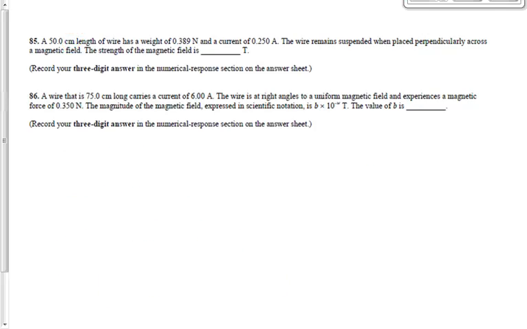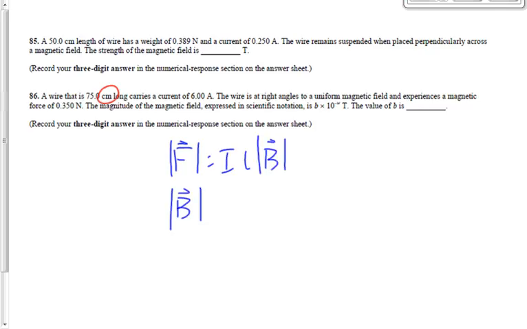86 is a wire that's 75 centimeters long and a current of 6 amps. The wire is at right angles to the magnetic field. Right away, we know when we read that this wire experiences a magnetic force. We want to know the magnitude of the magnetic field. I think this is pretty straightforward. We got centimeters here that we got to draw attention to. We know there's a magnetic force. It's not suspended or anything like that, so we're just going to say F is equal to ILB. We're looking for B, so it becomes F over IL.